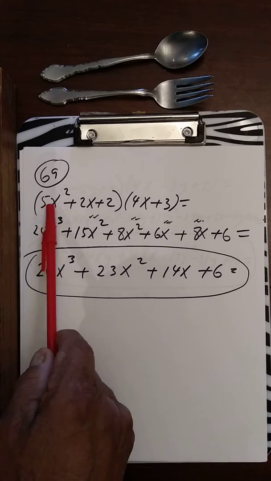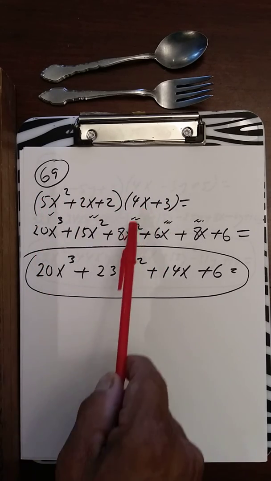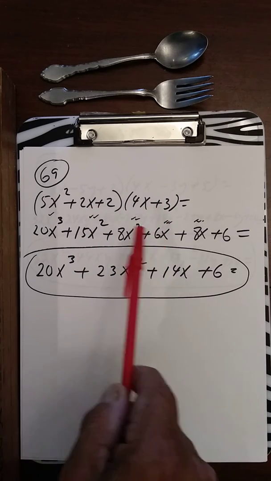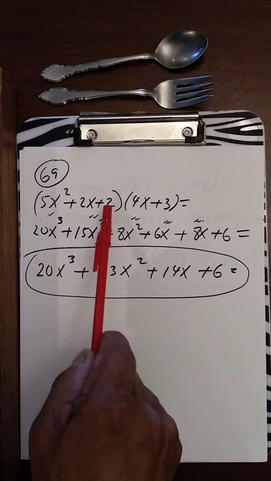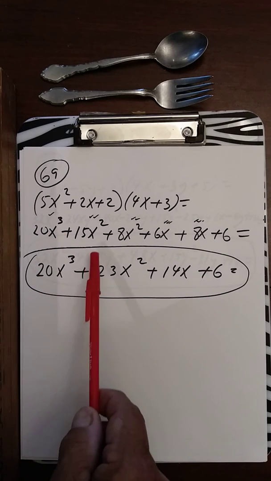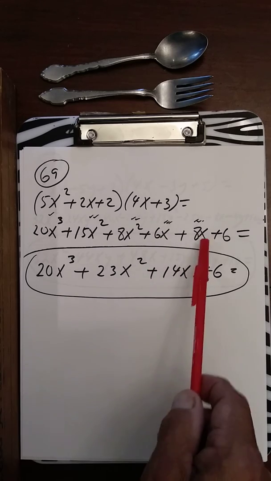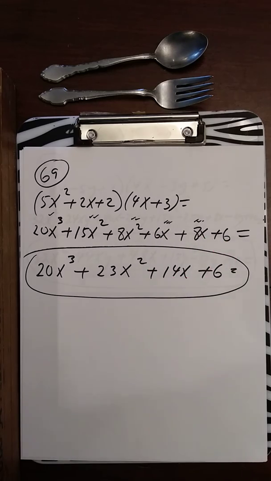Alright. 5x squared times this one is this. 5x squared times that one is this one. Now 2 times that one is this. 2 times that one is this. And the last one, 2 times that is 8x. 2 times 3, 6. Cubes, that's all there is. Squares, squares, there they are. And x, there they are. And then 6.